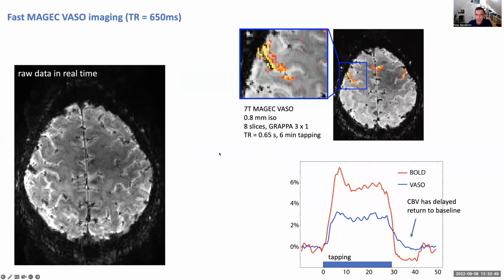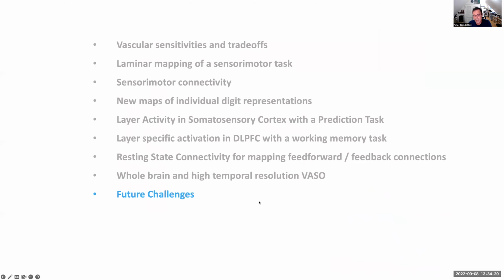And lastly, you can sacrifice some spatial coverage to increase your temporal resolution of VASO to start to look at these transients. Here's one example where he's using MAGIC VASO, which is the rapid technique, at a very limited area, a single slice, to pull out the dynamics of blood volume return to baseline. And it shows a clearly different time course than BOLD, which is interesting in itself.